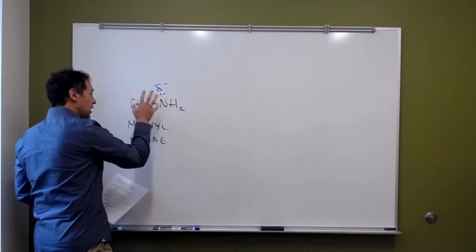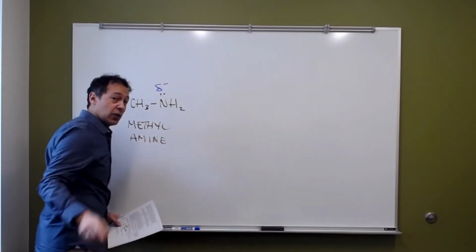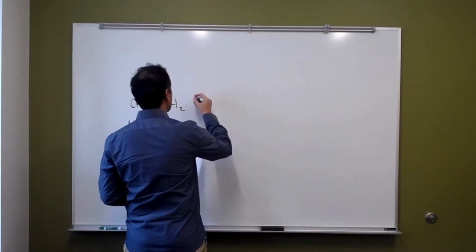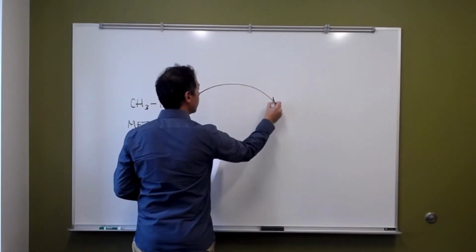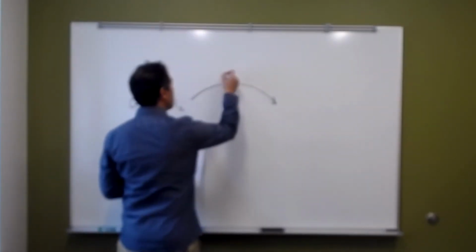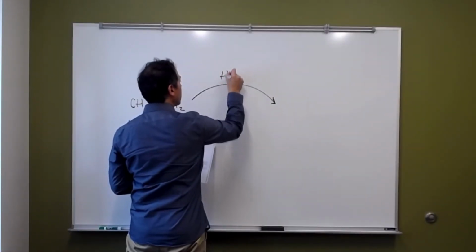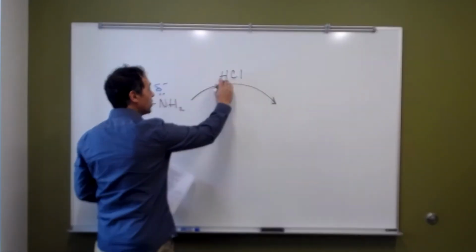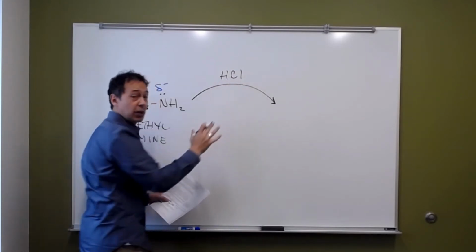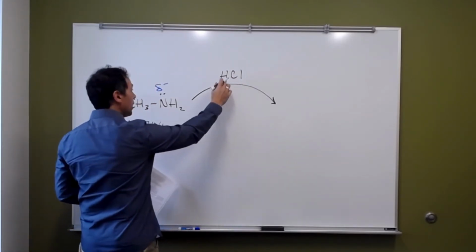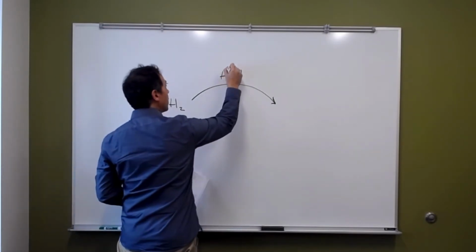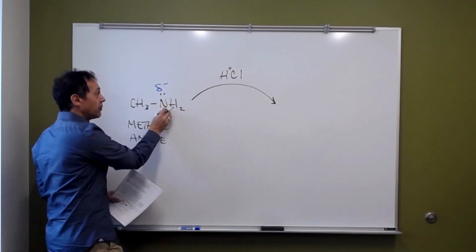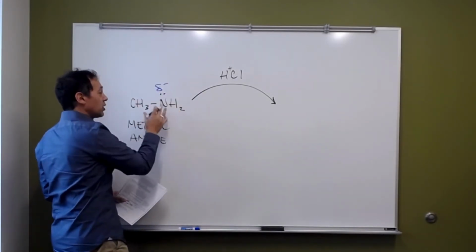Now, we can take this molecule and we can react it with an acid. So if we react it with an acid, say HCl, hydrochloric acid, and if we do that, then what's going to happen is this hydrogen and this chlorine are going to break apart from each other. And the hydrogen, which is going to be positively charged, is going to be attracted to the nitrogen here. It will attach itself to the nitrogen. And then that's going to make this overall molecule positive.